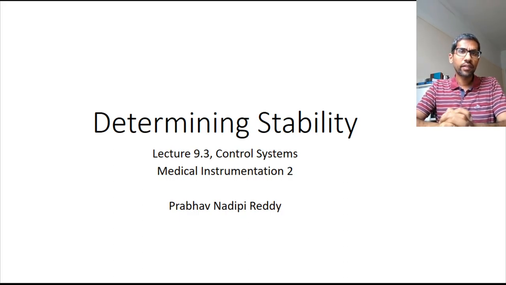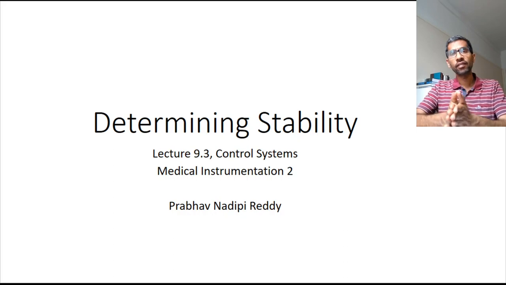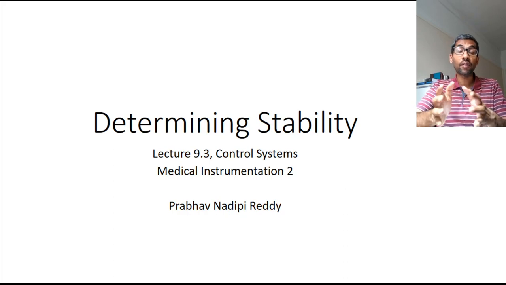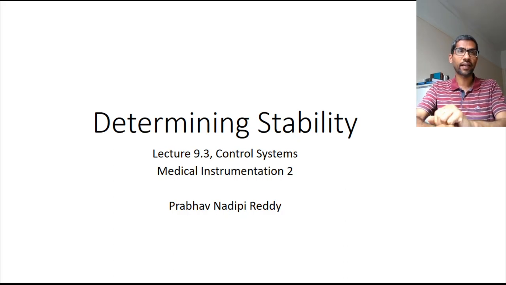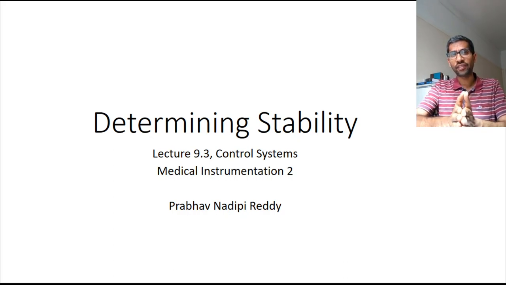Hi, let's continue our discussion of stability in control systems by looking in this video at how we can determine stability. In the previous video, we said that the necessary and sufficient condition for stability is that all the poles of the system transfer function have negative real parts. So they lie on the negative side of the imaginary axis. And so, how are we going to evaluate stability? Basically, by looking at poles of the system transfer function.